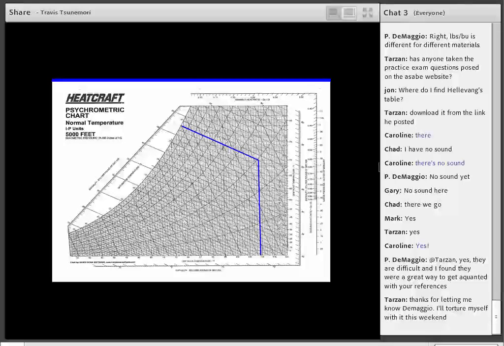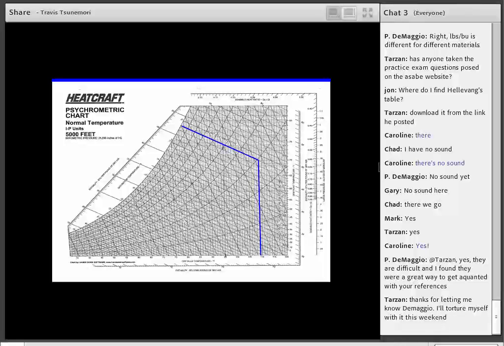So here's an example, again, looking at something. The vertical line represents a constant dry bulb temperature. A warm temperature, I might add. Looks like we're almost 110, 109 degrees, something like that. The angled line shows a constant wet bulb temperature. And we note that if we add moisture, we will go straight up the chart.